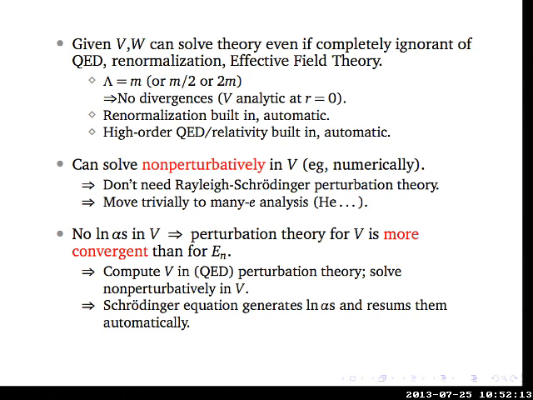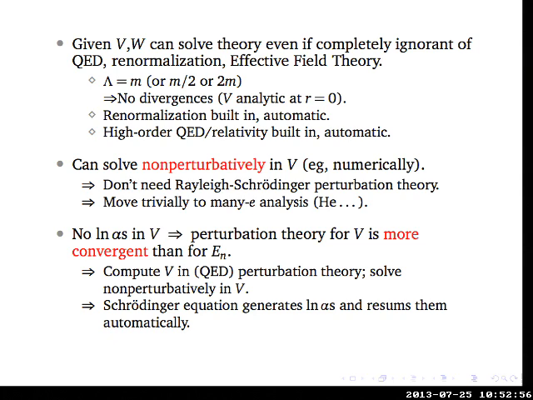Things I wanted to point out, once you have V and W, as I say, you can solve this theory without knowing QED, without knowing anything about renormalization theory. It's just a straight numerical analysis program in elementary quantum mechanics. You have to pick lambda, and I pick lambda equals m for our calculations, but you get the same answer if you pick m over 2 or 2m. The thing is designed to be lambda independent. It's absolutely divergence free. The potential, V, is completely analytic at r equals 0, actually, because of the way I put the cutoff in. And so there's no singularity at all in the effective theory.